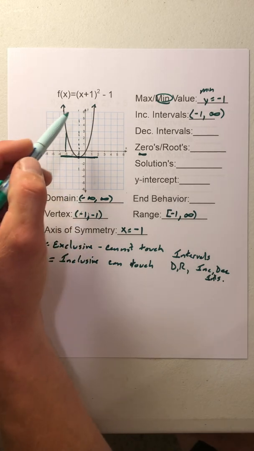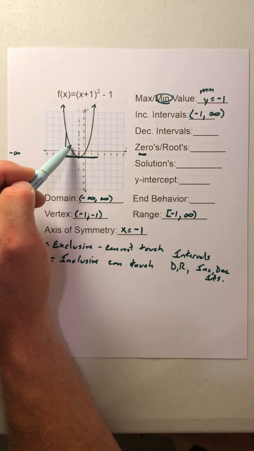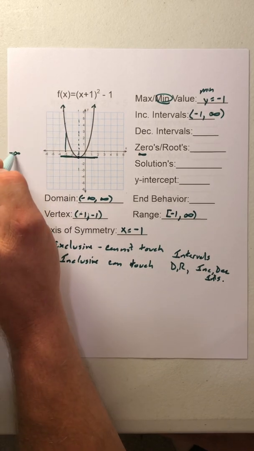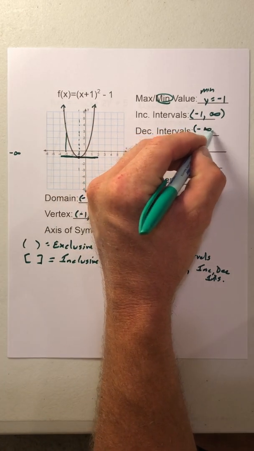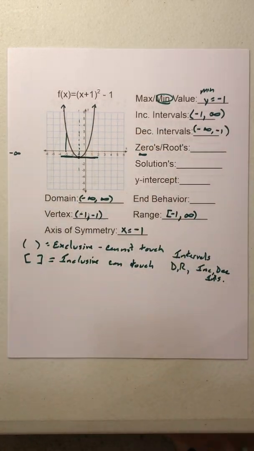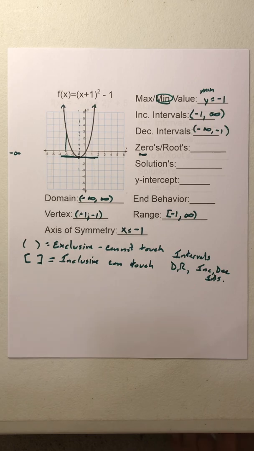Decreasing intervals. Here, we're going to go from left to right, so we're going from this direction. So we're going from -infinity, x value, all the way to -1. Again, I'm going to use a parenthesis because it's not increasing or decreasing at -1. It's kind of at a 0 at that point.